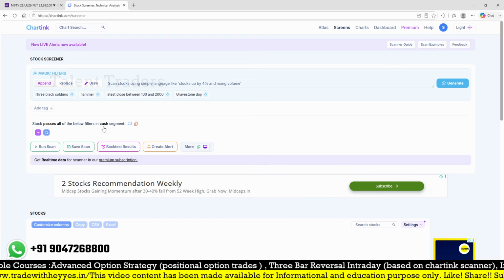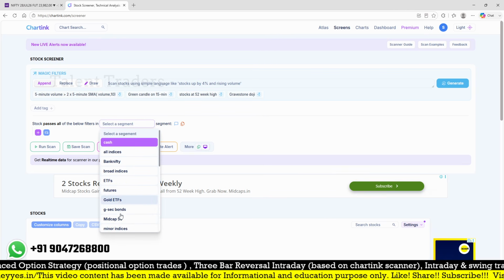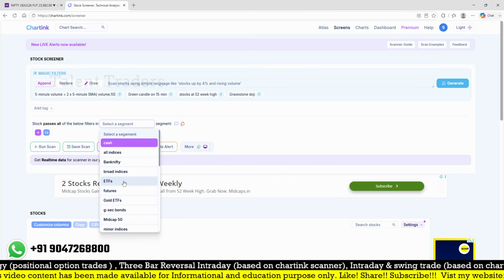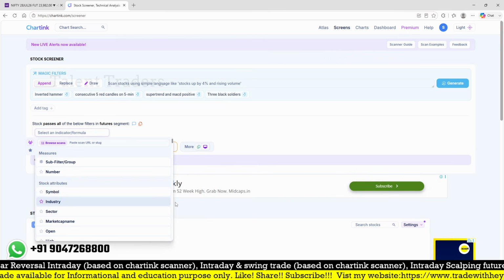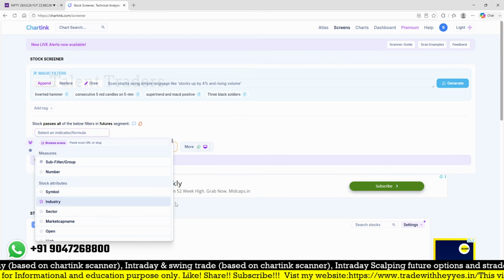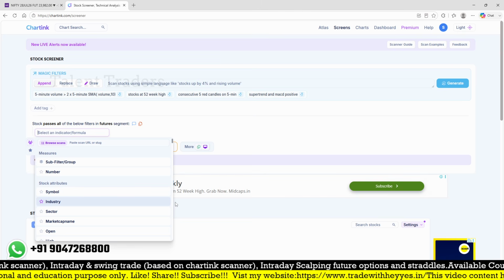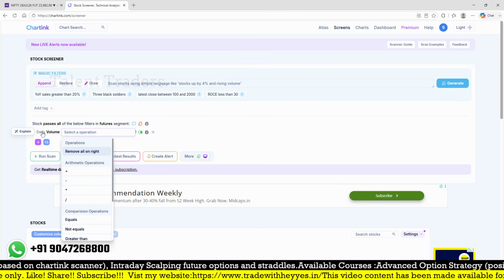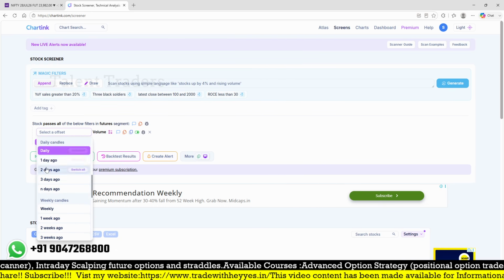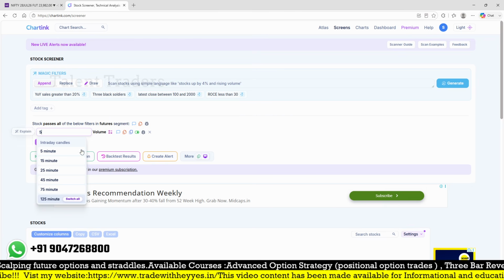I'm using futures and options, and we can change over to any segment from here, because there are a very limited number of stocks in futures and options. So we have to find any 5-minute candle. I'm just going to take volume. It's not about daily; even daily we can check it, but we just require 5 minutes.